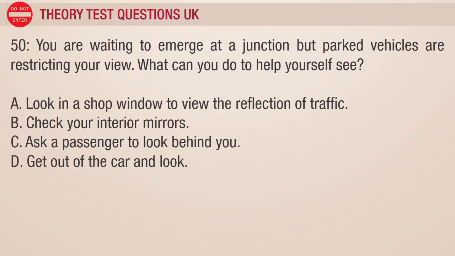Question 50. You are waiting to emerge at a junction but parked vehicles are restricting your view. What can you do to help yourself see? A. Look in a shop window to view the reflection of traffic. B. Check your interior mirrors. C. Ask a passenger to look behind you. D. Get out of the car and look.